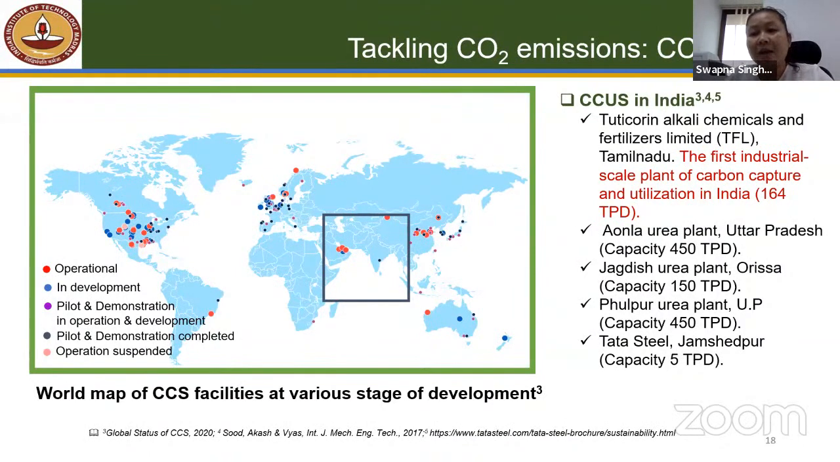Tuticorin Alkali Chemical Fertilizer Limited is the first industrial scale plant for carbon capture and utilization in India, whose capacity is 164 tons per day. But there are also some other urea-based companies, where the end product is used for producing fertilizer, in India. For example, in Uttar Pradesh and in Odisha. Tata Steel also recently built a CCUS plant for the boiler unit using amine solvent.